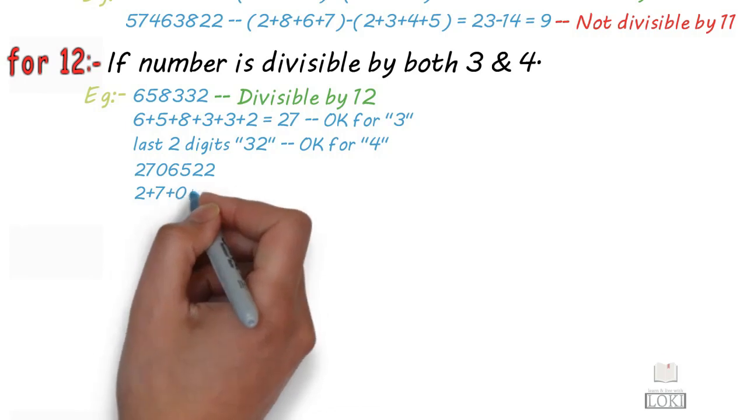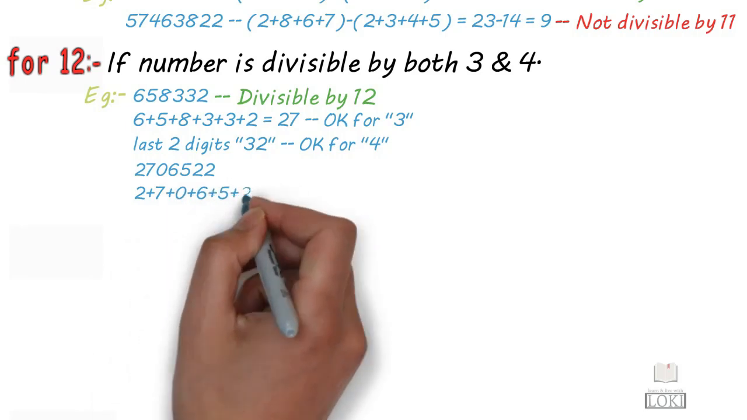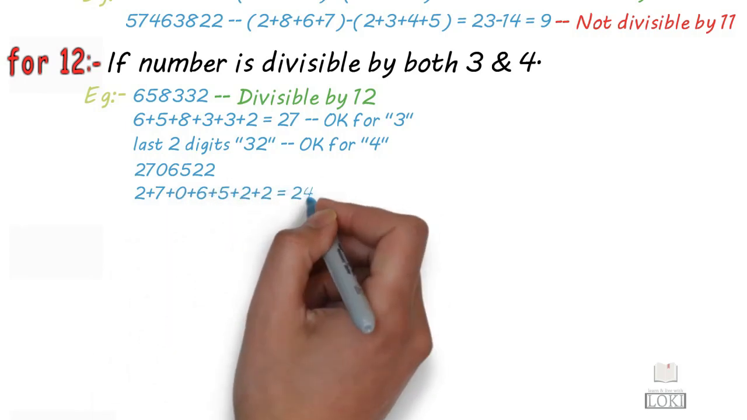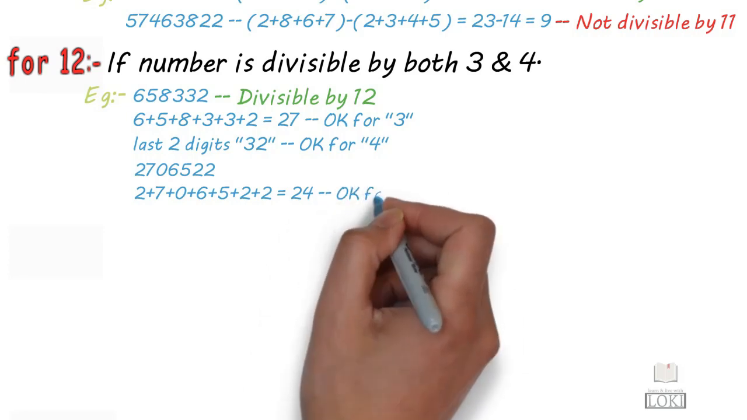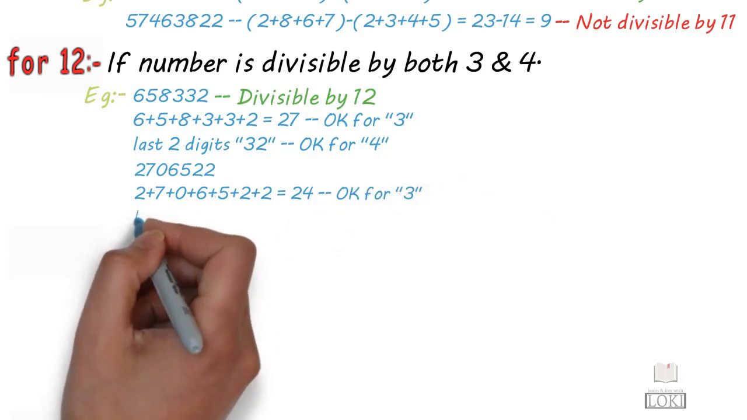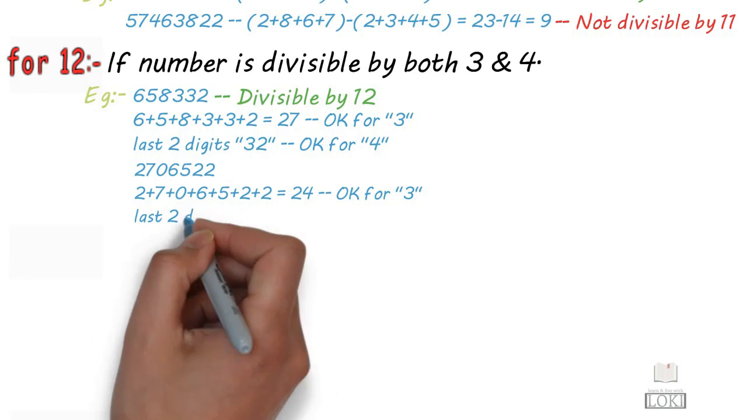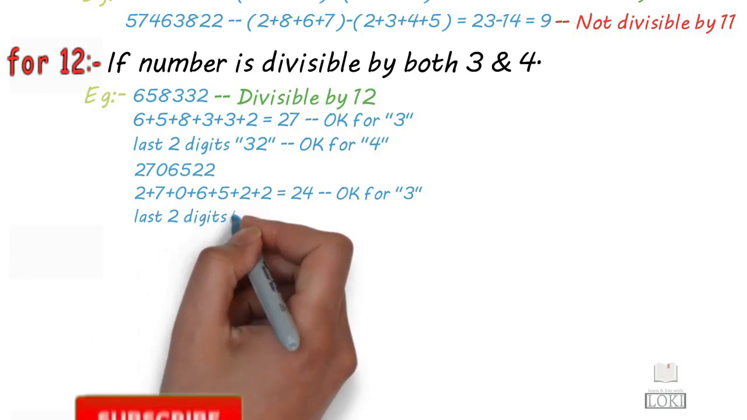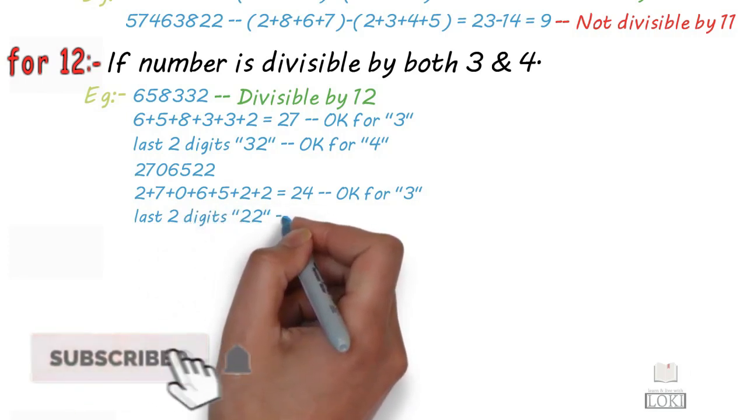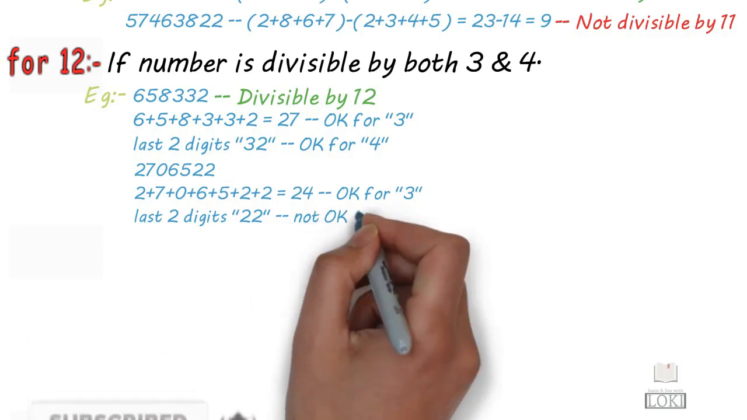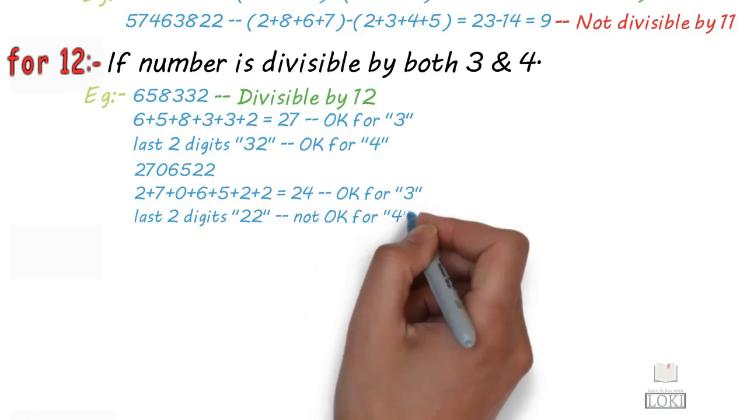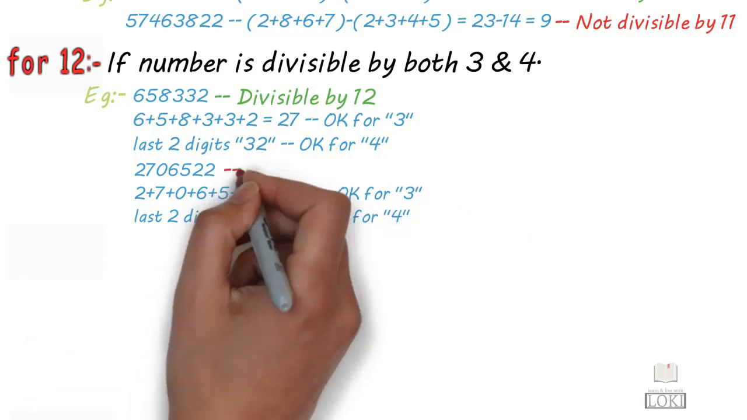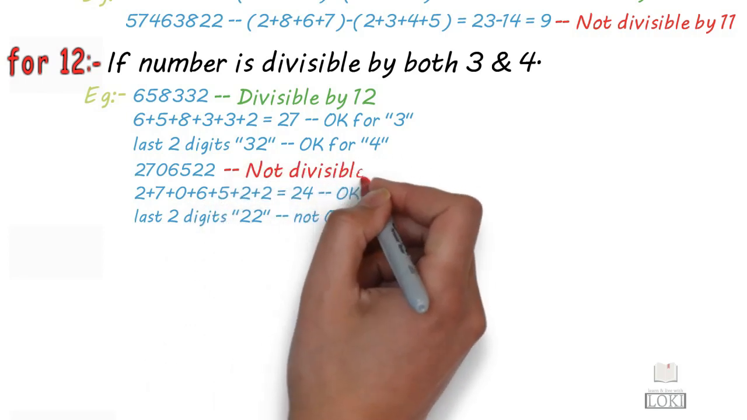Let's see another example. In this example, if we add all the digits, we get a sum of 24. 24 is divisible by 3. But the last two digits are 22, and 22 is not divisible by 4. So we can say that this number is not divisible by 12.